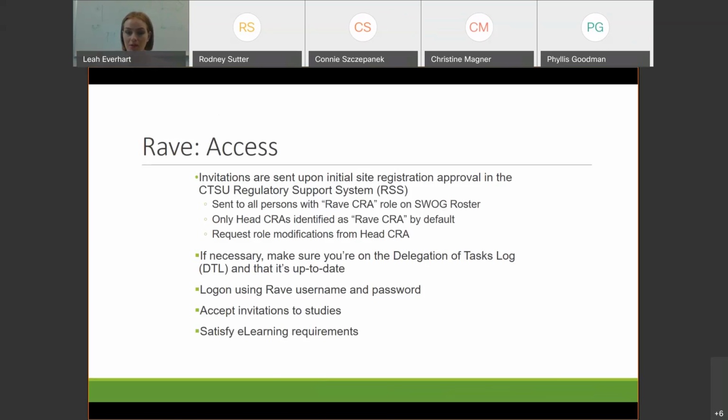So if you're unable to access or edit forms in RAVE, contact your regulatory team to make sure that your DTL is up to date and that you appear as a CRA on the DTL. Next slide, please.